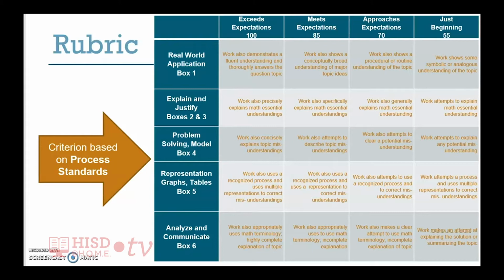The way that the project would be scored is given in the rubric, and it's kind of hard to read in this screen, but remember, you can always download it from the HISD at Home page. The criterion for the rubric are based on the process standards, and they're aligned to box 1, boxes 2 and 3, box 4, box 5, and box 6. And remember, as we dig into the project in a little bit more detail, each of those boxes have been plotted out for you. Within the criterion, you can exceed expectations, meet expectations, approach expectations, or just beginning to get there.